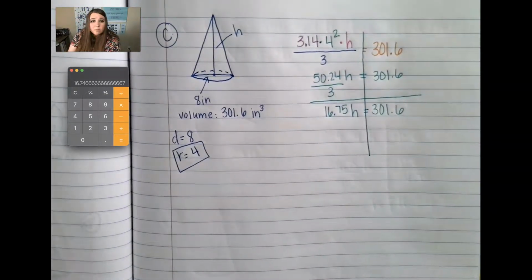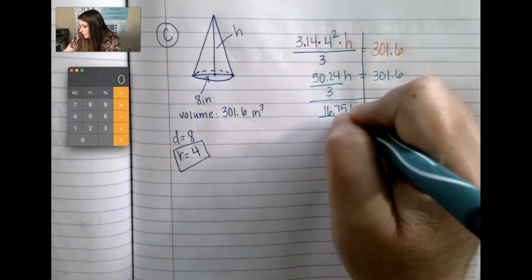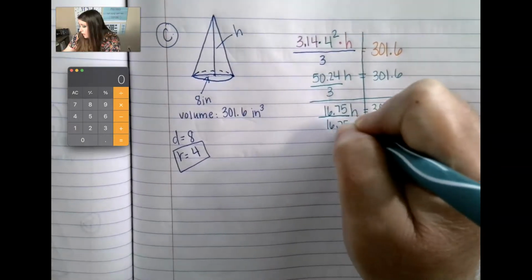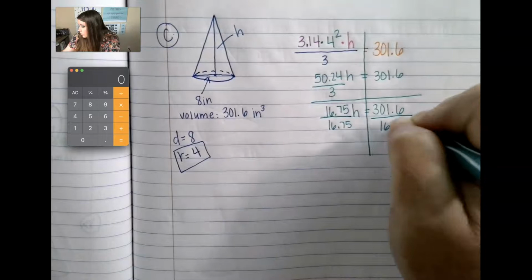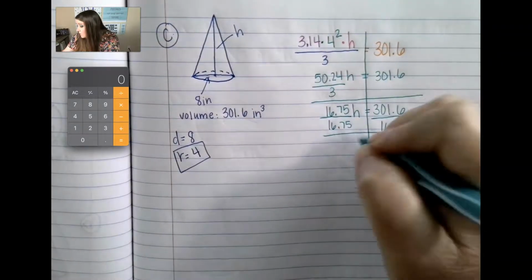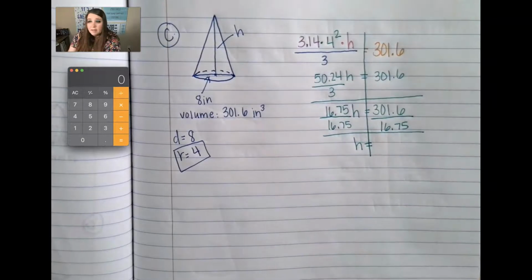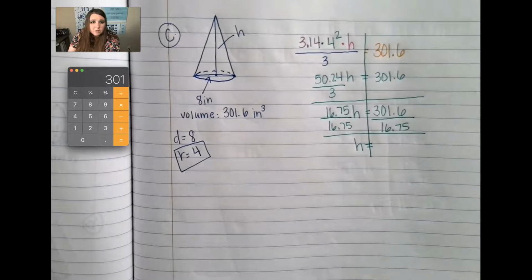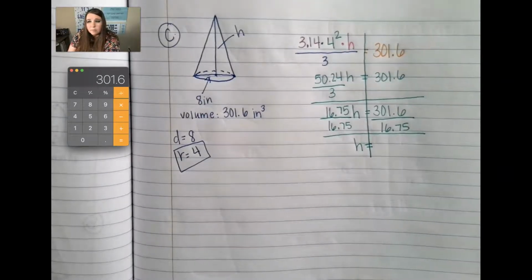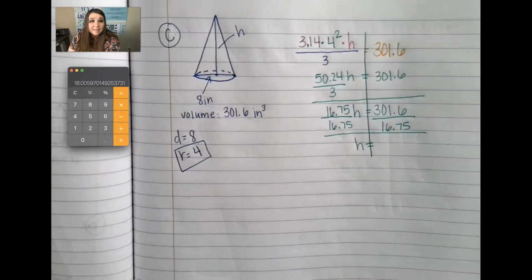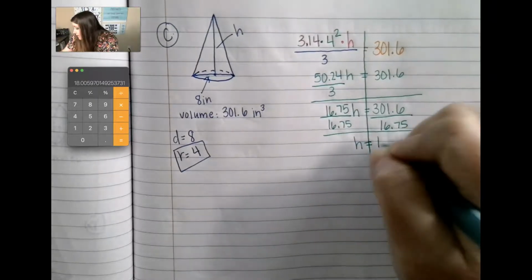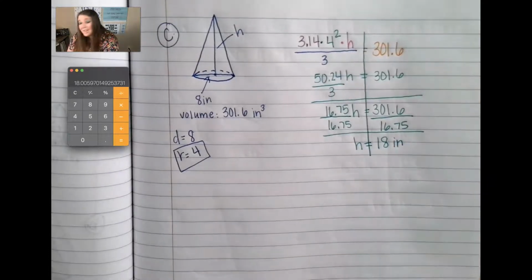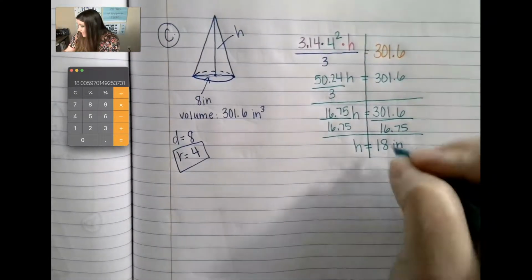All right, now we are ready. We're going to divide by 16.75 and divide by 16.75. So many decimals, and that's all because of pi. Thank you, pi, for being completely irrational, having no end in sight. Okay, divide by 16.75. And we're just going to round this to make the height about 18. So our height is 18 inches. That is a really tall hat. An 18-inch hat.